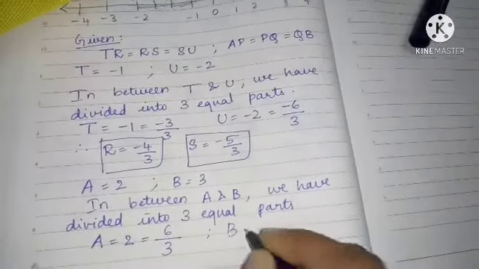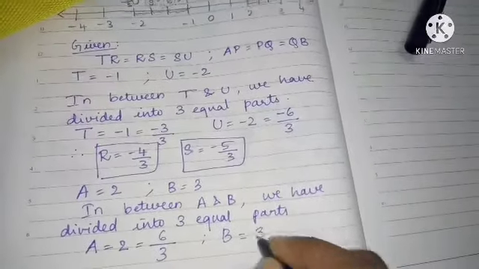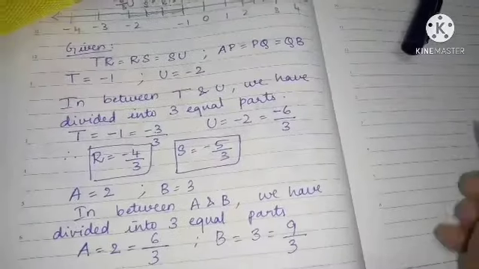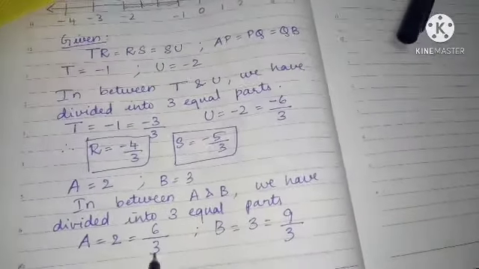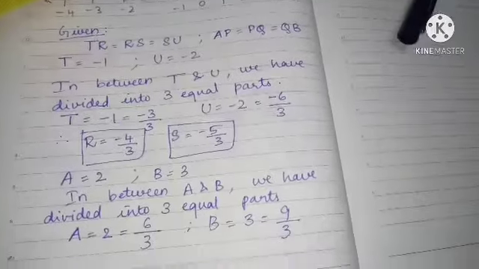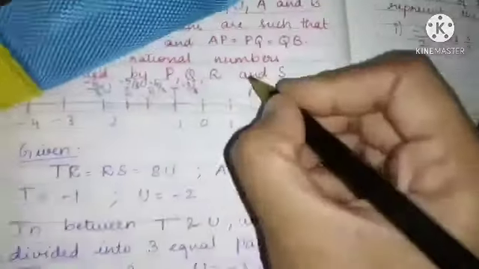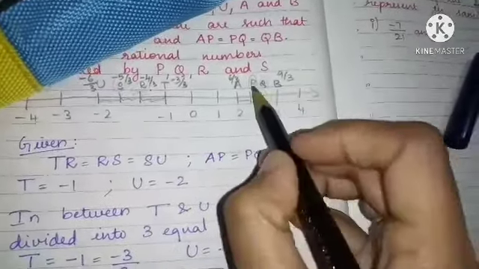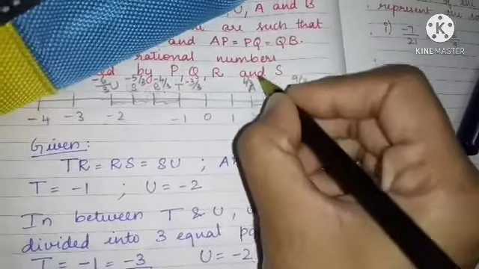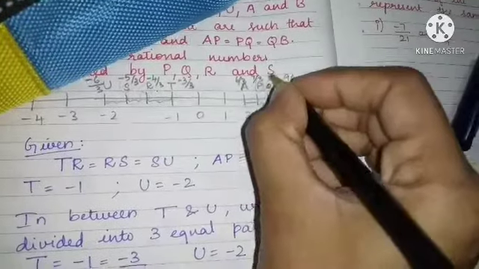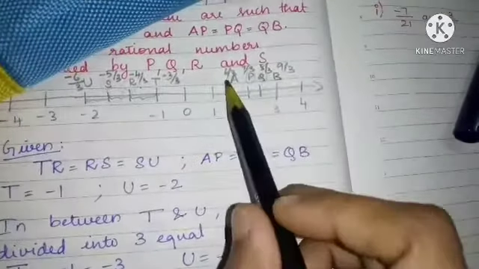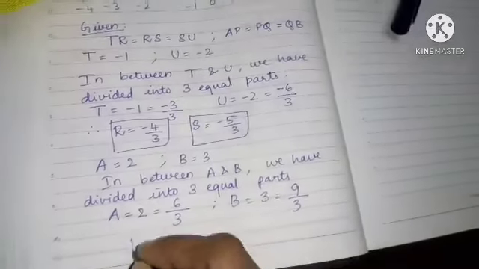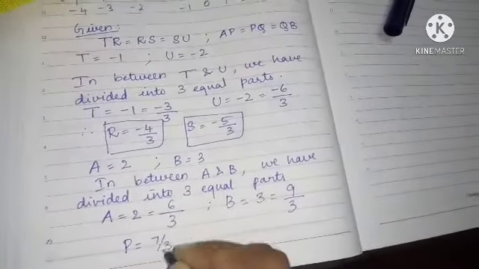Next, B is nothing but what? 3. If I want to get 3, what I will do? 9 by 3. 3 ones are 3, 3 threes are 9. So now A has become 6 by 3, B has become 9 by 3. So what will be this? 6 by 3, next 7 by 3, next 8 by 3, 9 by 3. So what is actually P here? 7 by 3.